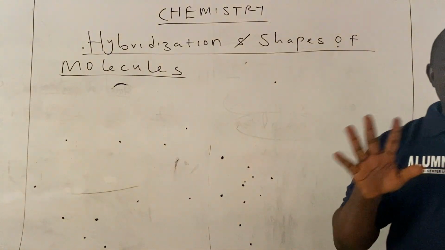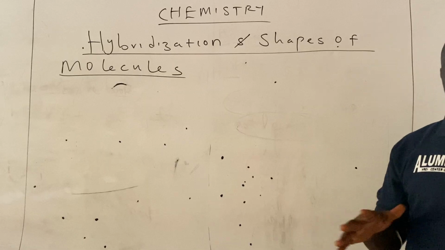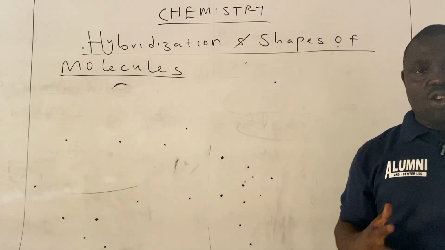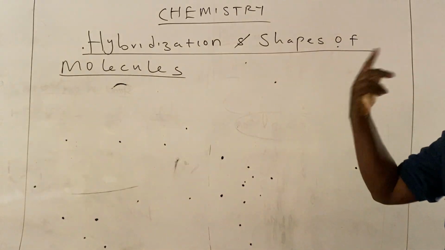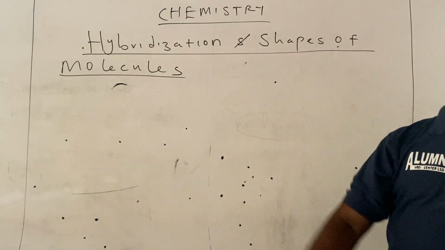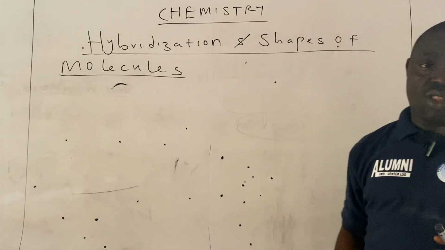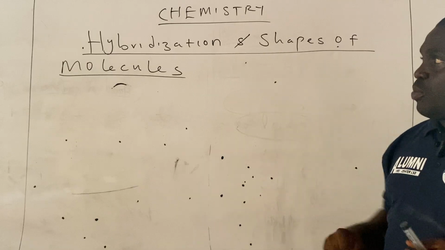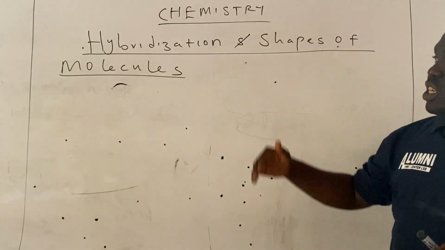Now, when you understand the bonding very well, and you look at the shape of the various compounds, then that will help you when you are coming to shape of molecules and of course hybridization. So for today, we're looking at hybridization. What is hybridization?